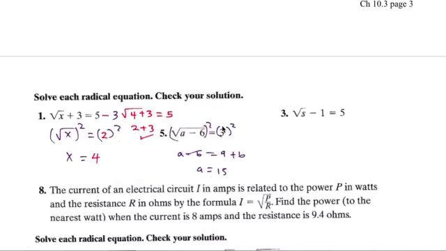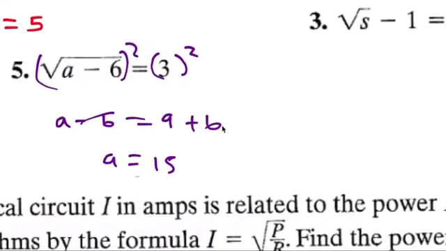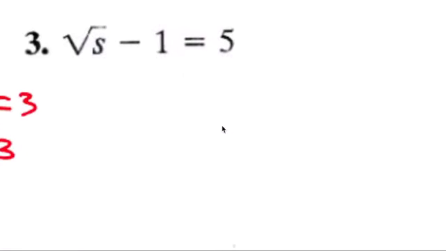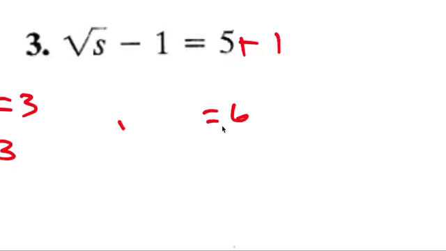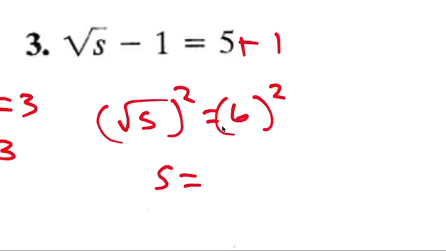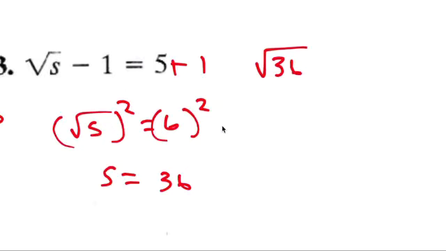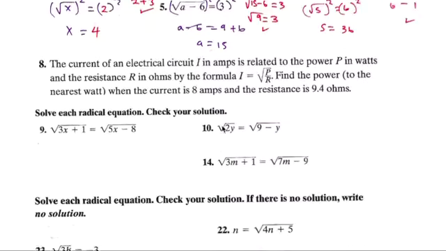So, okay, good thing I checked. Okay, so a is 15. The square root of 15 minus 6, which is 9. Square root of 9, does that equal 3? Yep, it does. Okay, that's how you check, substituting back in. Add 1. Take the square root of that. So the square root of 36 minus 1, 6 minus 1 is 5. Okay, that's how you check.